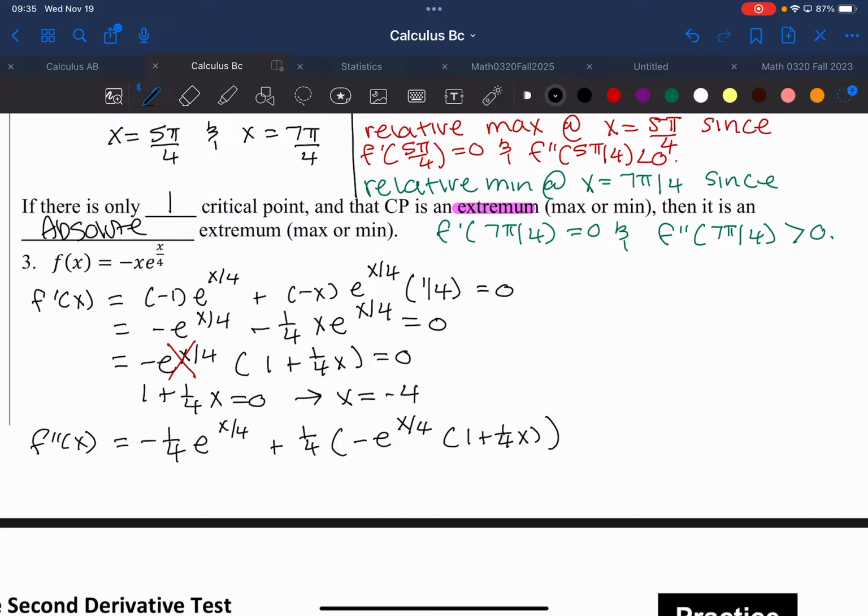So I took the derivative of that second part, which is negative e to the x over 4 times 1 plus 1/4 x. I took off for the chain rule, I multiplied by 1/4. And then I multiplied using the product rule, and that's why I have that extra 1 plus 1/4 x.